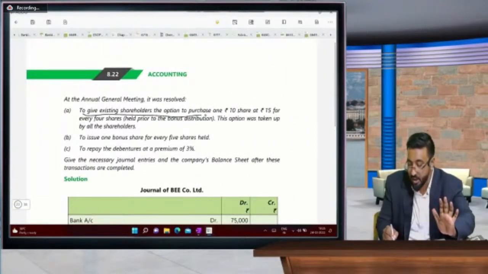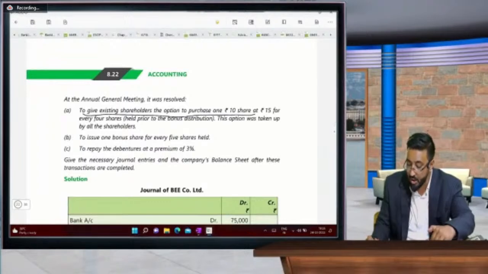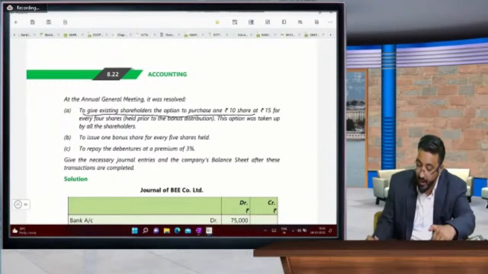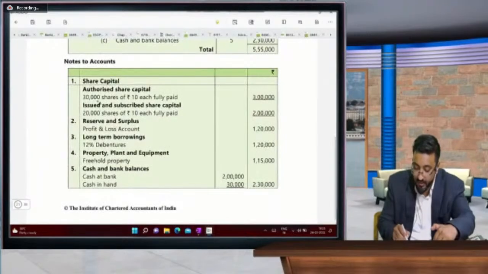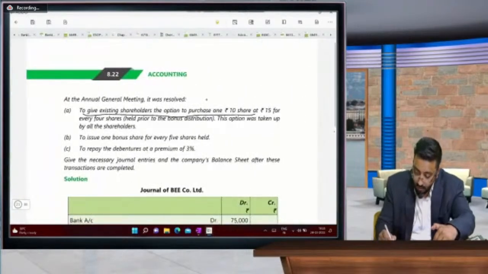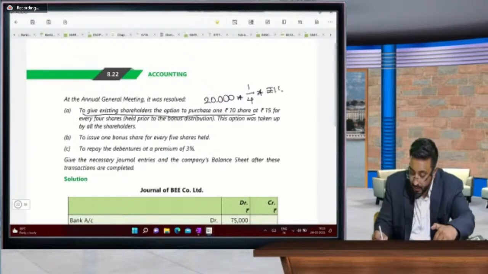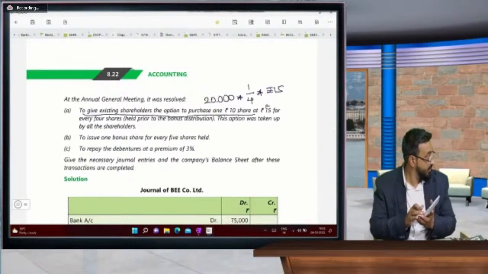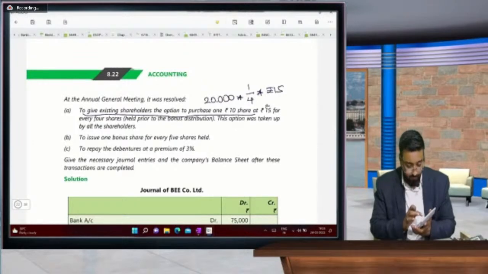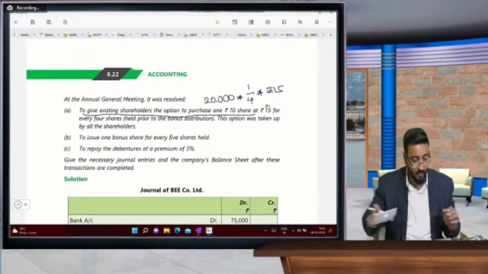To give existing shareholders an option to purchase 1 share of 10 at rupees 15 for every 4 shares held, prior to bonus distribution. The option was taken by all applicants. So how many shares are there? 20,000 shares. 1 share for 4 shares into rupees 15. So what is the amount? 20,000 divided by 4 into 15, that is 75,000.